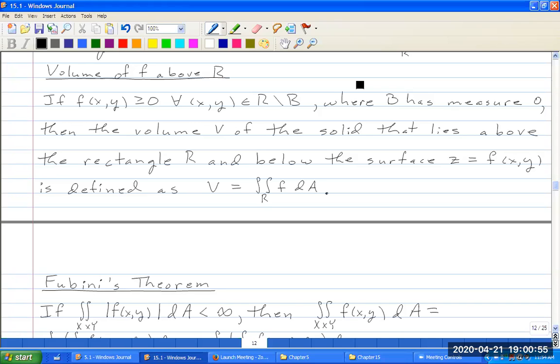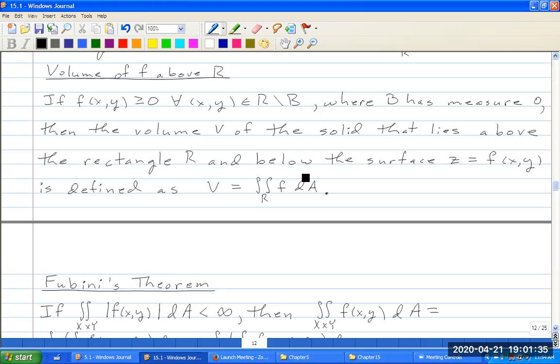And so if f of x, y is greater than or equal to 0 for all x, y not in B, where B has measure 0, then the volume V of the solid that lies above the rectangle R and below the surface z equaling f of x, y is defined by the double integral of f with respect to dA over the region R.